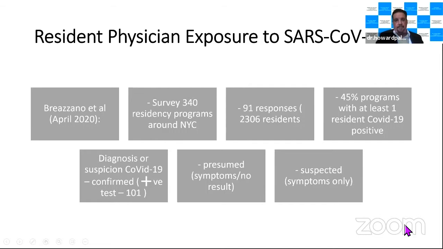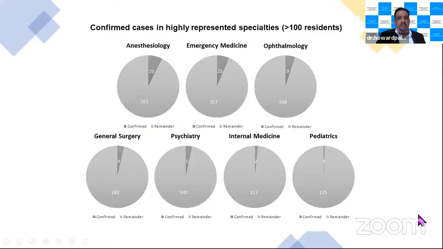Next slide. What emerged from this study was that there were three predominant resident groups at higher risk: anesthesiology, emergency medicine, and ophthalmology. Among the anesthesiology residents, 8% converted to be COVID-19 positive. In the emergency residents, it was 7%. And among ophthalmology residents, it was 5.5%.